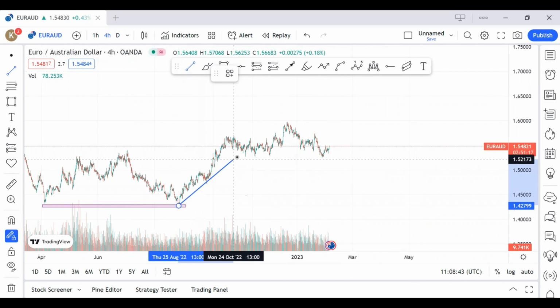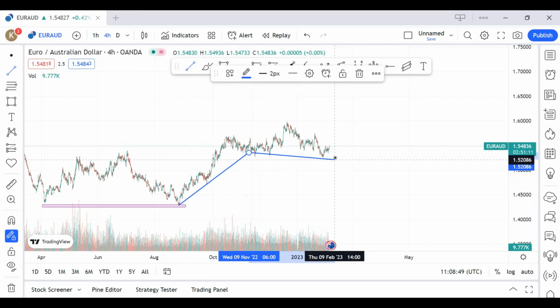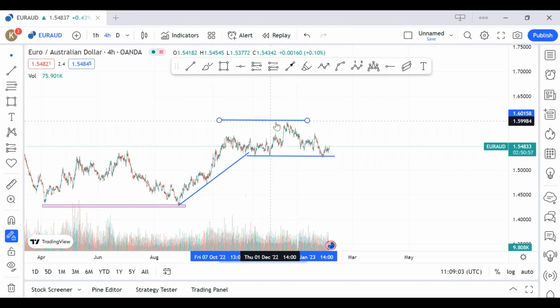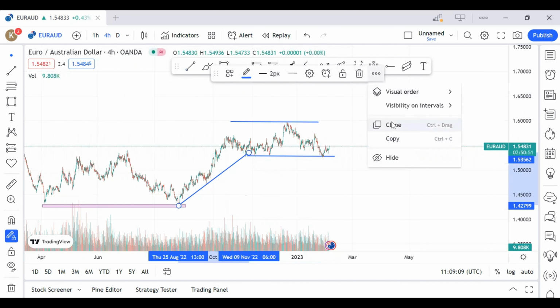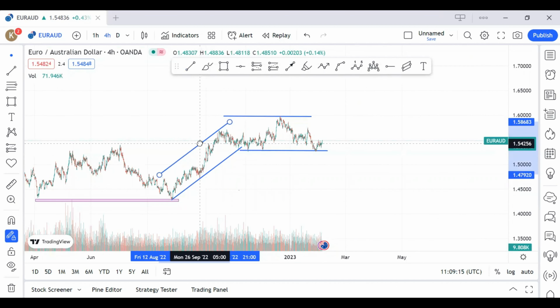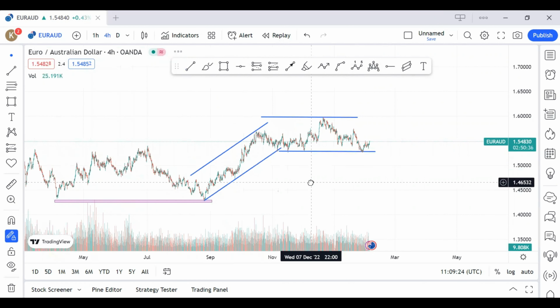Okay, so at this level here, I'll just place my horizontal line here to see what the market is actually doing at this level. Okay, so now we see what the market has been doing at this period of time on 4-hour time frame.